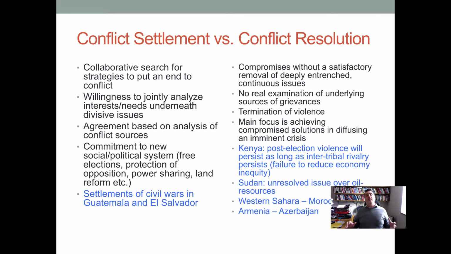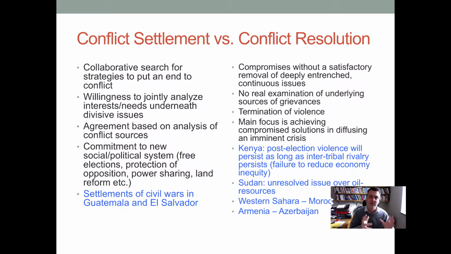Now, we have two forms of how to end conflict: conflict settlement versus conflict resolution. Now, conflict settlement, the idea is that there's a collaborative search for strategies to put an end to conflict. So you're looking at a joint venture to analyze interests, needs underneath divisive issues, and a commitment to a new social political system: free elections, protection of opposition, power sharing, land reform.